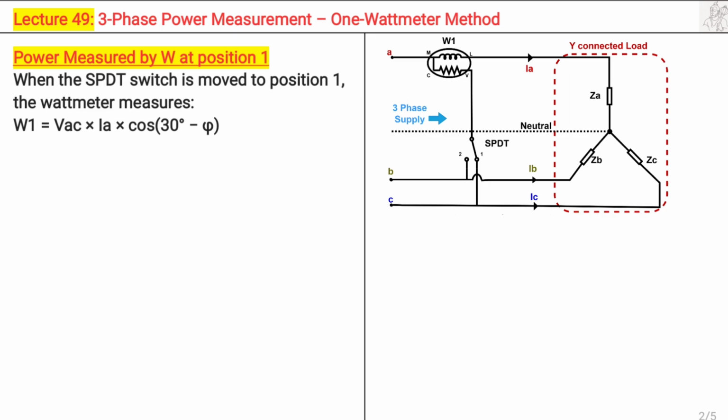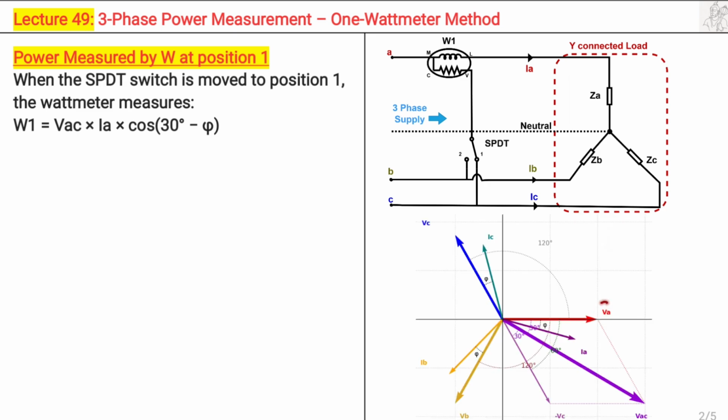So the angle can be found out using this phasor diagram. So this is VA, this is VC, and this is minus VC. So VA minus VC is simply this phasor VAC, and we have assumed that the current is lagging the voltage by angle phi. Therefore, this angle is 120 degrees, this is 60 degrees, this is 30 degrees, this is phi. Therefore, the angle between IA and VAC will be simply 30 minus phi.